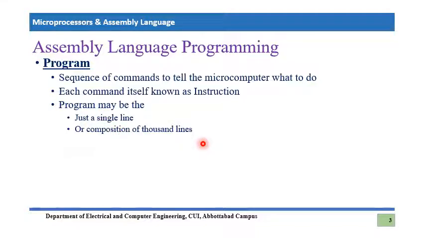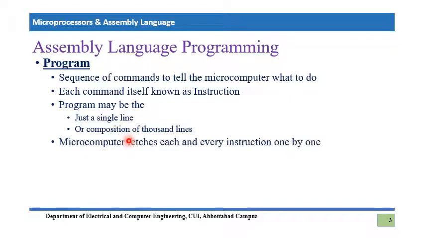So what is a program? It is a set of different instructions, and it tells the microprocessor what to do. A program may be so simple, just a few lines or a single line, or it may be a composition of 1,000 lines. The microcomputer fetches each and every instruction one by one. That is a very important fact, and we have already gone through different concepts while following code segment and stack segment. The microprocessor fetches each and every instruction one by one and similarly executes instructions one by one.